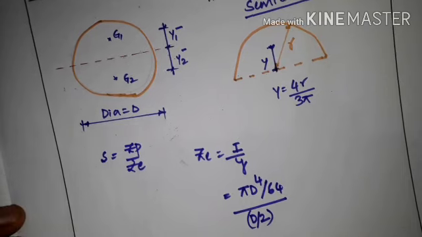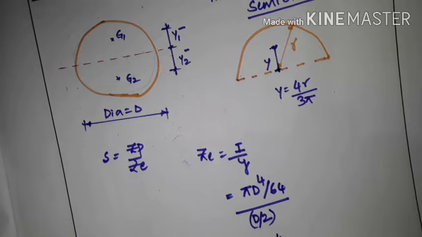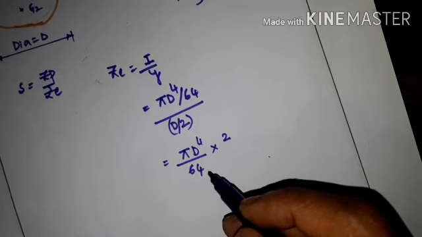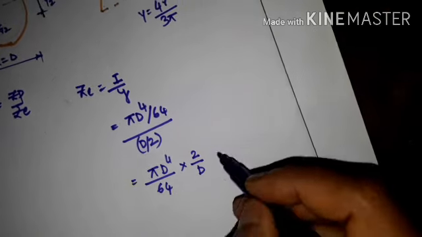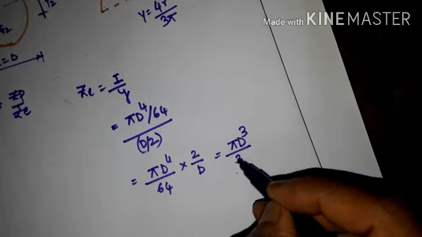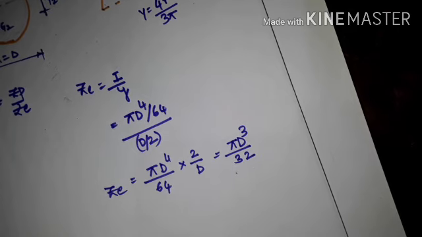I'll simplify this. Pi d raised to 4 upon 64 into 2 by d. So we'll get ZE as pi d cube upon 32. Okay, so we got ZE.